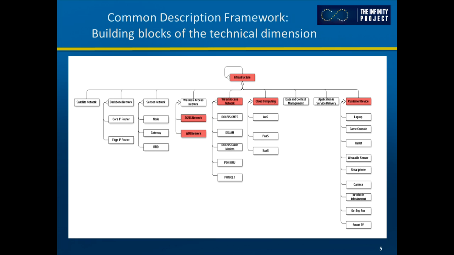So, for example, we might have satellite communication as an infrastructure, backbone networks, that means core networks, sensor networks, for example those in a smart city, wireless access networks, so we have 3-4G networks or Wi-Fi networks, wire access networks, which can be cable, PON, or fiber, cloud computing, IaaS, PaaS or SaaS, data and context management, application service delivery, or customer devices.